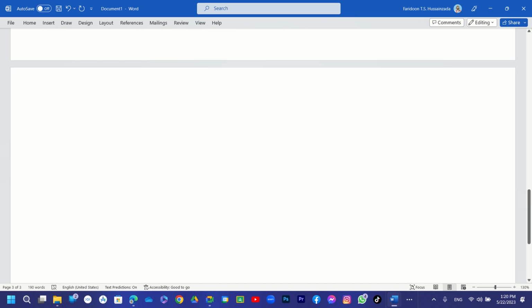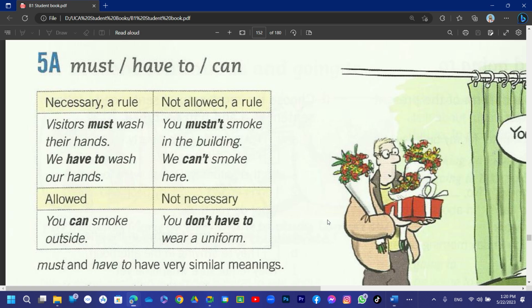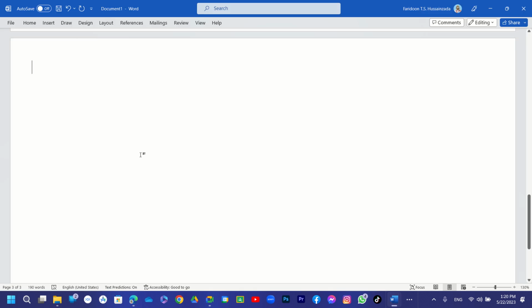Very good. Okay, going to the other one, guys. Let me see. The other one is what? Can. Okay, the other one is can. Now, how do you use can? Okay, let's start with can itself. One thing, guys, that you should know is that can be positive and also negative.